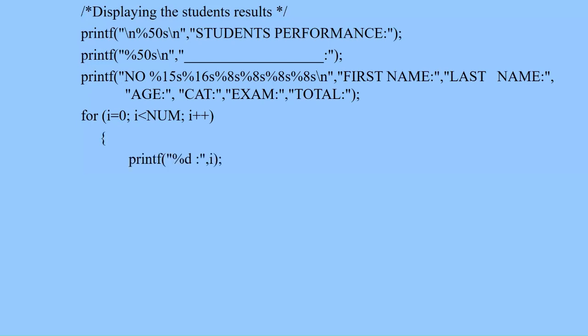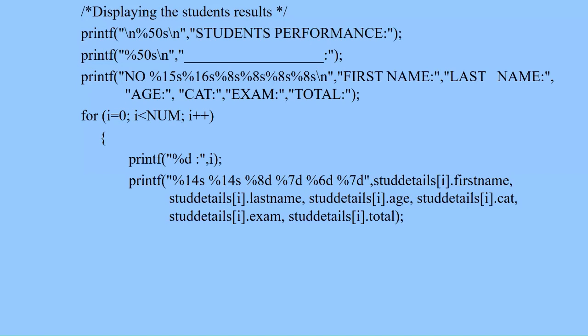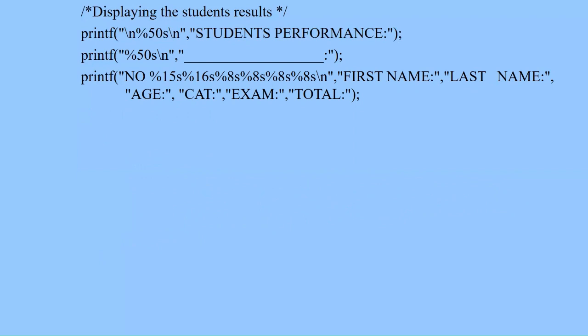If yes, we do the following. We print out the first value of i, followed by the content of student details 0 dot first name, student details 0 dot last name, student details 0 dot age, etc., up to the last one, and then we write out a blank line. Then we increment the value of counter by 1, and i becomes 1.